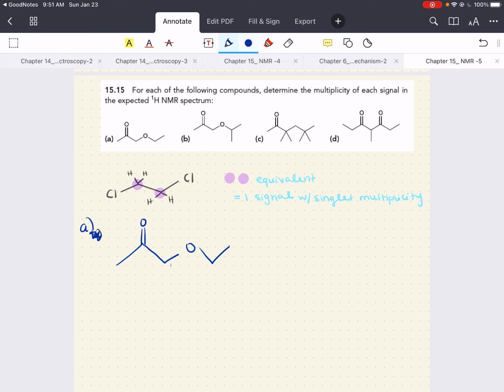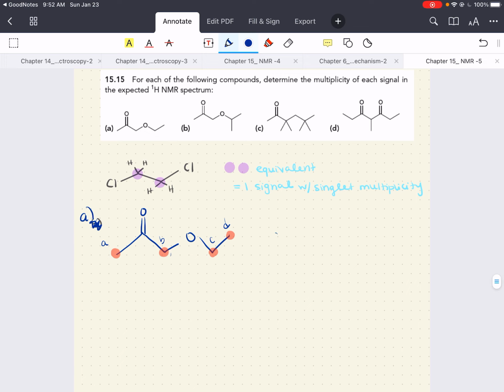Let's figure out the number of signals we're going to expect for this. Over here, these 3 hydrogens are all going to give off 1 signal. These 2 hydrogens are going to give off 1 signal, 1 signal, 1 signal. We're going to have 4 unique signals for this molecule. We're going to title them A, B, C, D. So let's look at A.